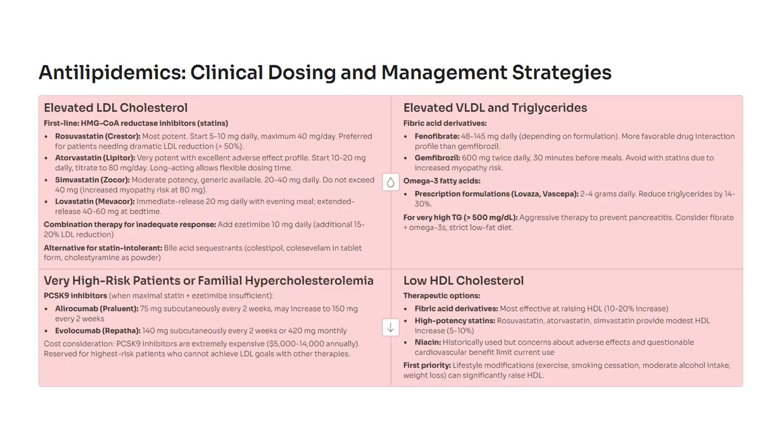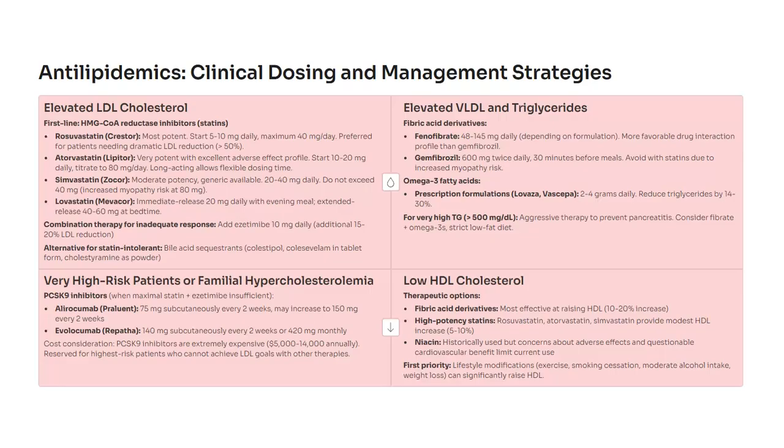Simvastatin, or Zocor, has a moderate potency. There is a generic available. There's generic for all of these: rosuvastatin, atorvastatin, and simvastatin are all generic. For Zocor, you're not going to give them more than 40 milligrams because of an increased risk of myopathy.